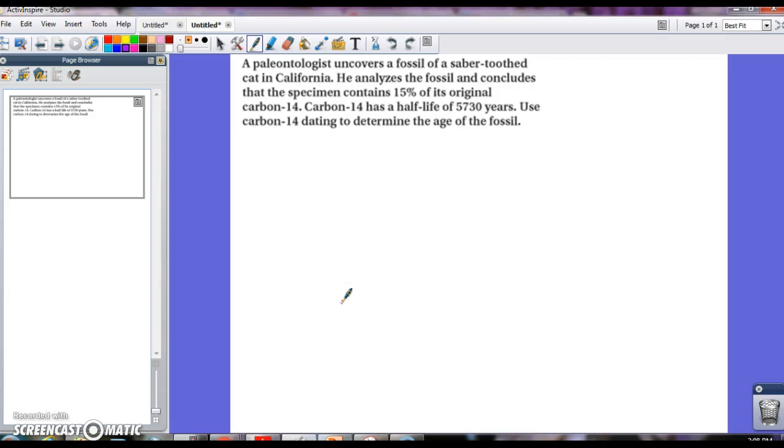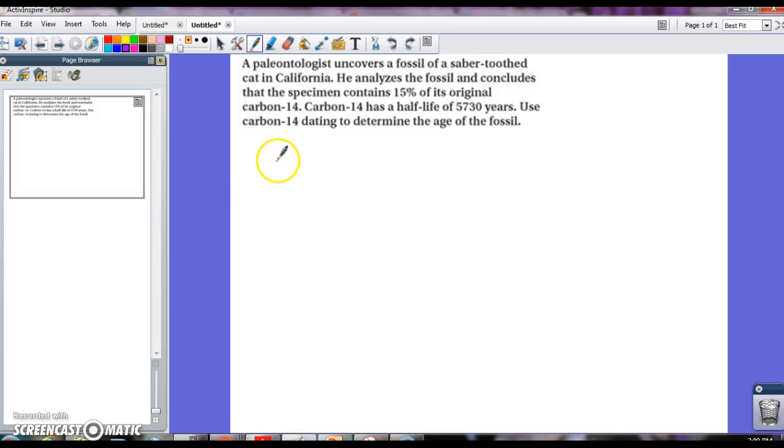Right, everybody. We're going to go over that last problem that we were working on in class. I just wanted to reiterate the steps of how to go about solving that. In this particular case, we're talking about carbon dating, and it's how they determine the age of a fossil. We're going to use that formula we were talking about in class.